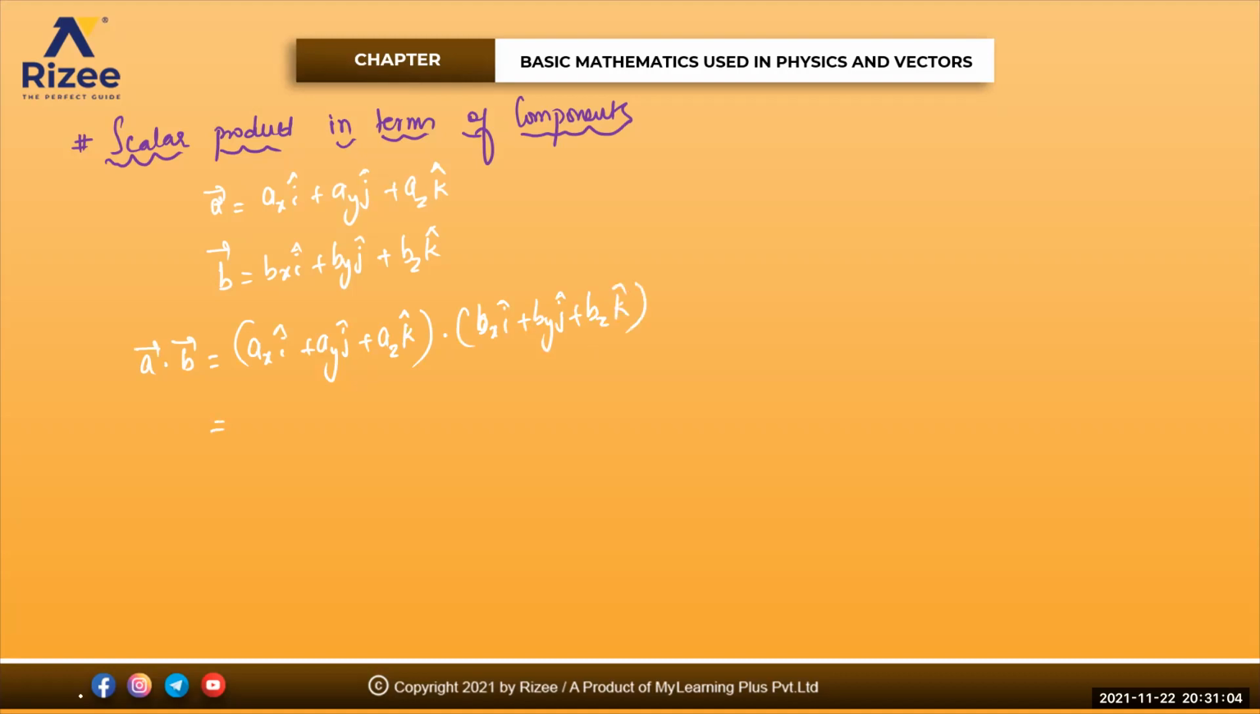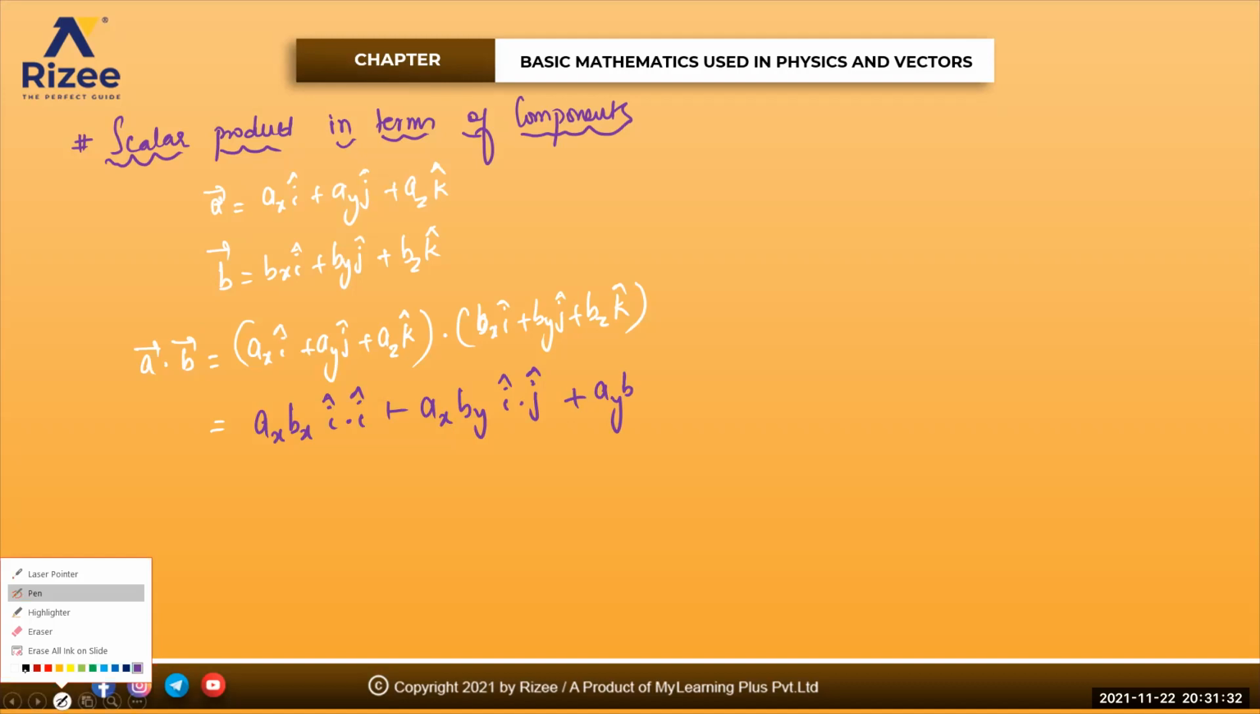Now I need to multiply everything. I can multiply ax with bx, so how do you write this one? ax into bx, this will be i cap dot i cap, plus ax into by, that is i cap dot j cap, plus ax with bz, that means i cap dot k cap. Clear?